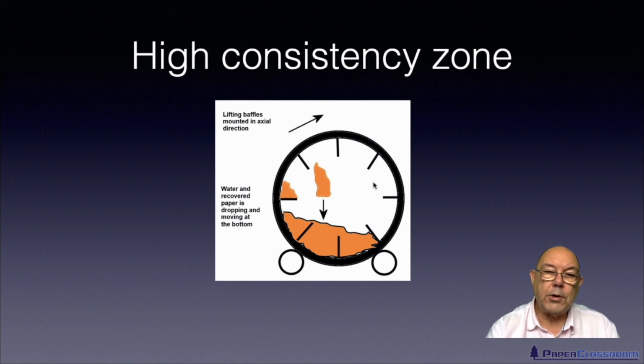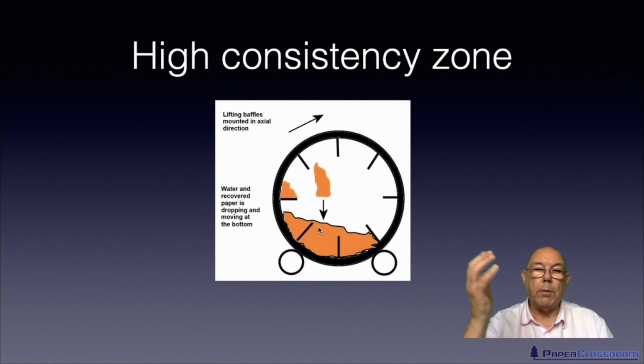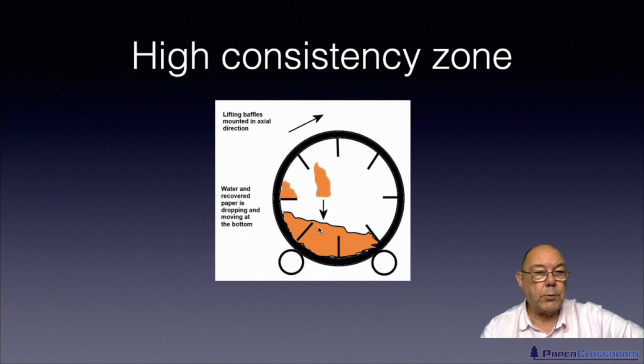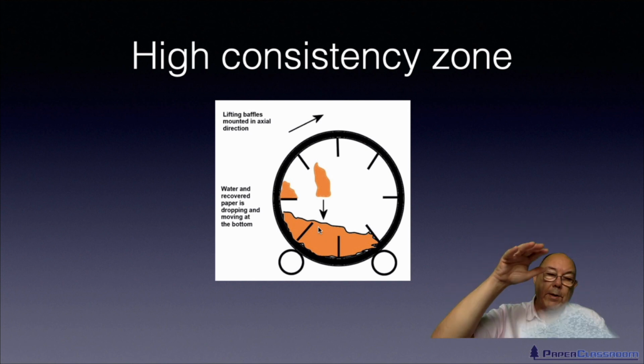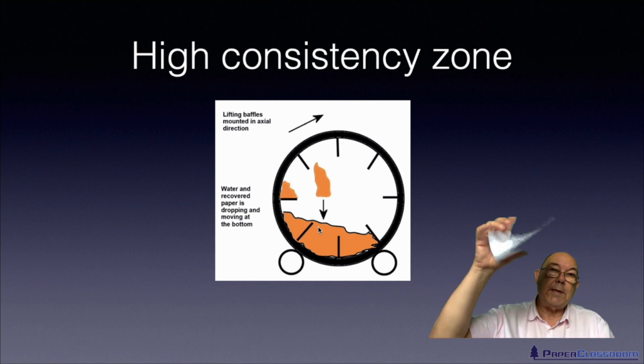So as you see, the drum is circulating round in this direction. The drum will contain these baffles. Those baffles will pick up the pulp and then just drop it. That's all it does. So if this was a piece of paper, if it was wet, it will pick it up and drop it. And that's the only force, the force of gravity.